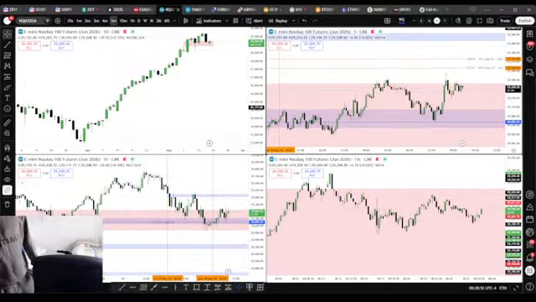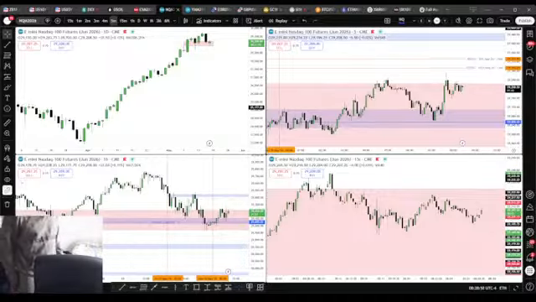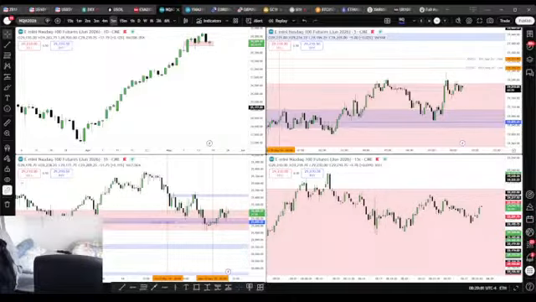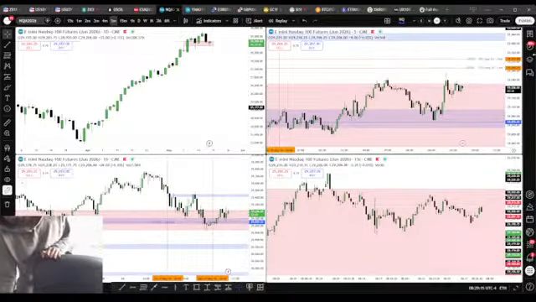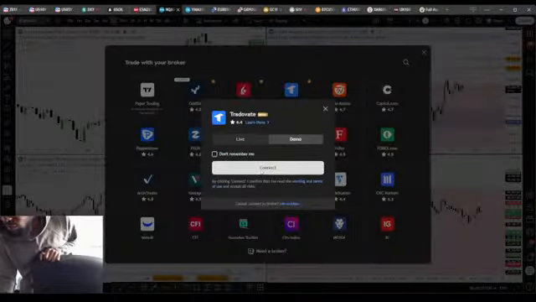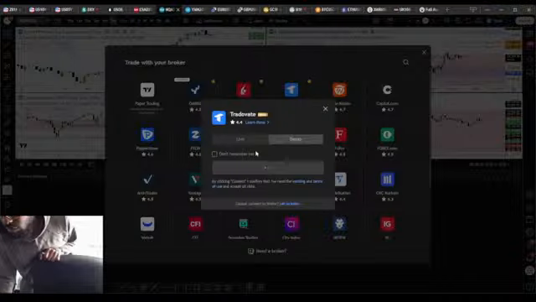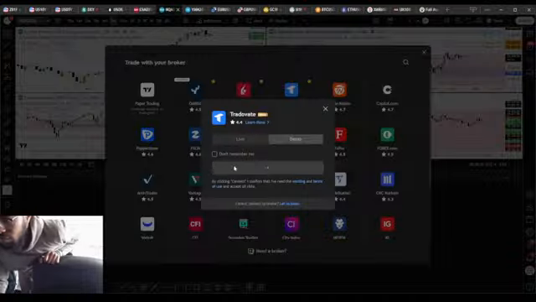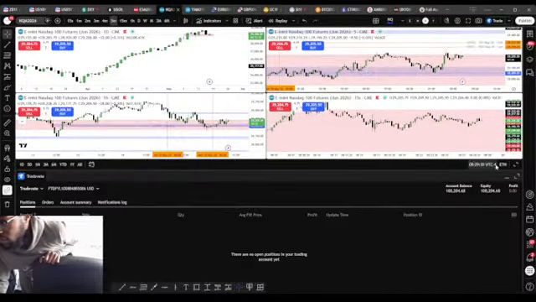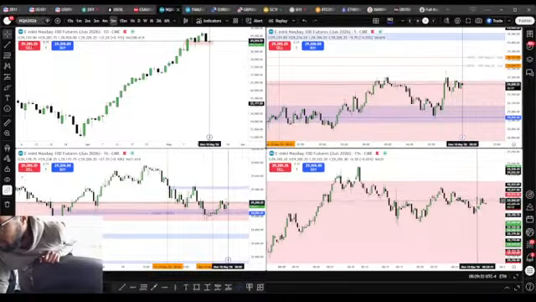So, nothing interesting for now. Whether a signal comes or not, I'm not fast. I just want to make sure to execute once I see the setup form. There we go. Alright, so that's primed and it's ready.